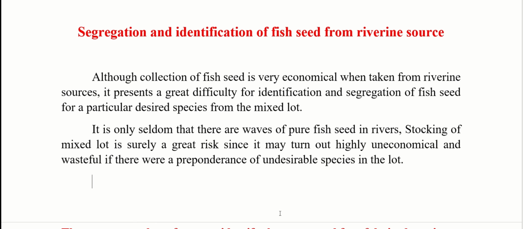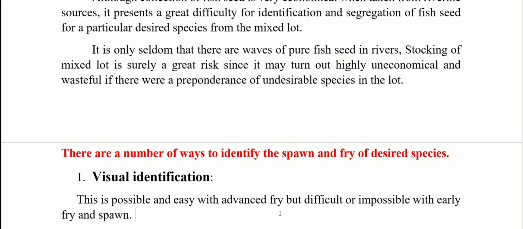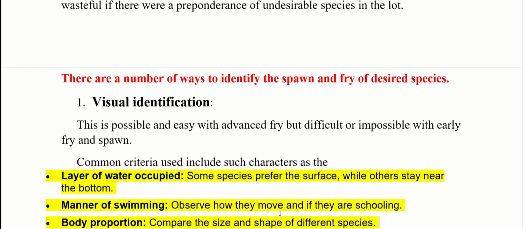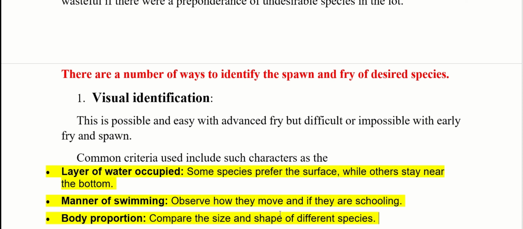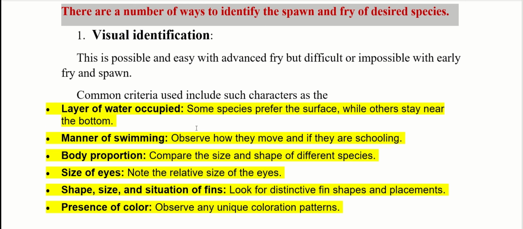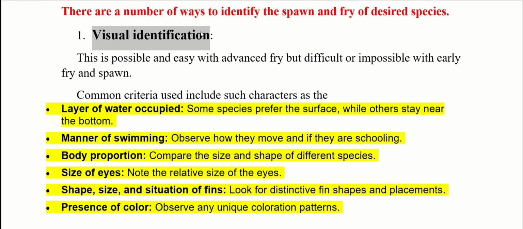So there are a number of ways, particularly three important steps or techniques, by which we can identify and segregate the spawn and fry of desirable species. In that, the first method is called visual identification.